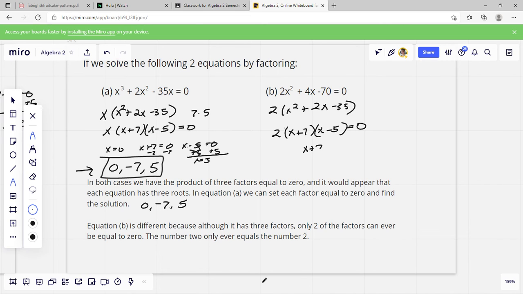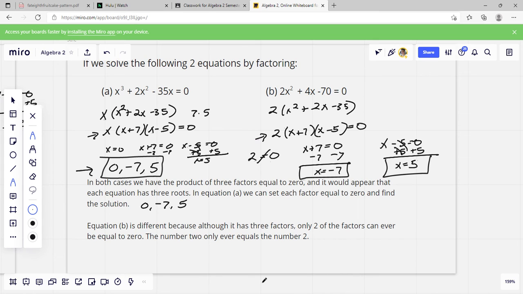X plus 7 can equal 0, and we do minus 7, and we get x equals negative 7. And the other factor would be x minus 5 equals 0. We can do plus 5, and we get x equals 5. But the number 2 can never be equal to 0. Right here we said we had an x, and we said x is equal to 0. Here we can't say 2 equals 0 because 2 can never equal 0. The number 2 only ever equals the number 2. So this one really only has 2 solutions, even though we pulled out 3 factors, because 2 cannot equal 0.